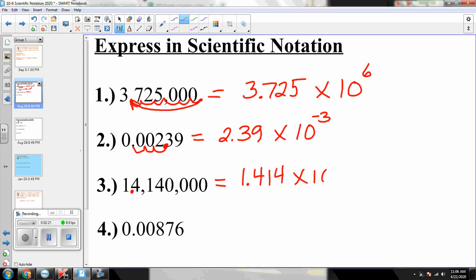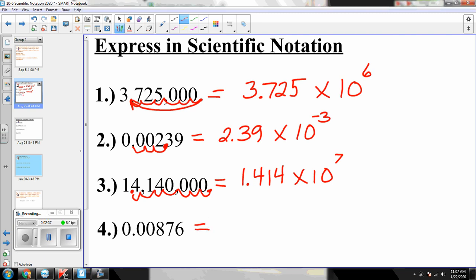1.414 times 10. Now this is a whole number, so my decimal point's at the end, so I'm going over 1, 2, 3, 4, 5, 6, 7. So this would be times 10 to the 7.